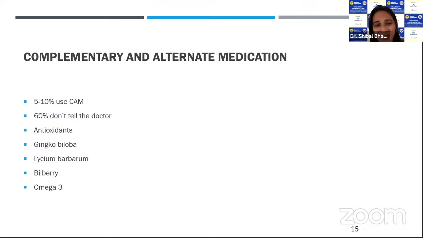Now even MBBS graduates are being asked to do a 1 week posting in Ayush. Remember, there is a lot of pressure on patients from social media, friends and family, and also now that we are talking of all kinds of things which are not really evidence-based, everyone's drinking kadhas of all kinds. Remember, 5 to 10% of your glaucoma patients also use complementary medication, which has nothing to do with what you've prescribed. 60% will not tell you.